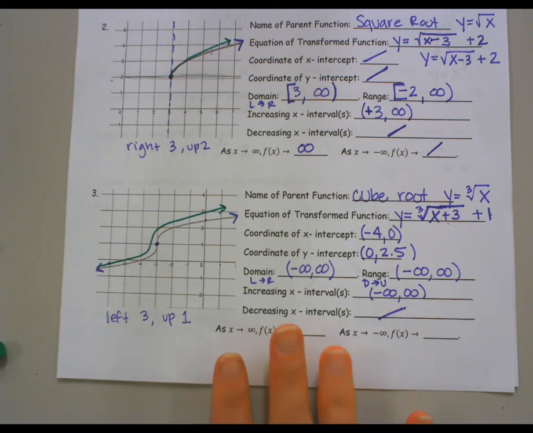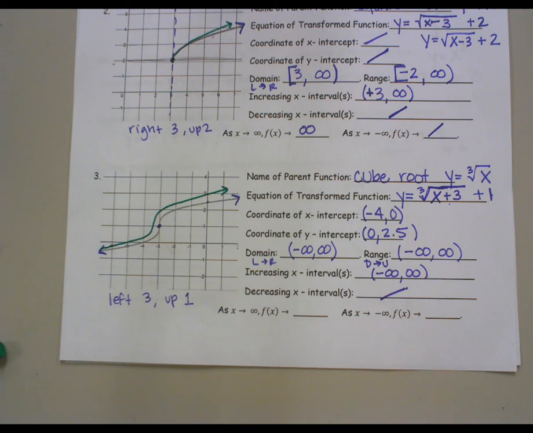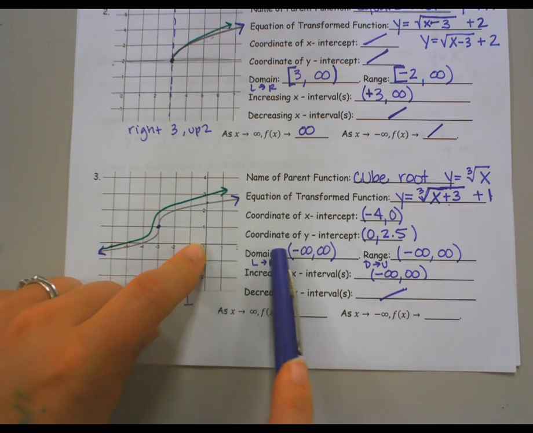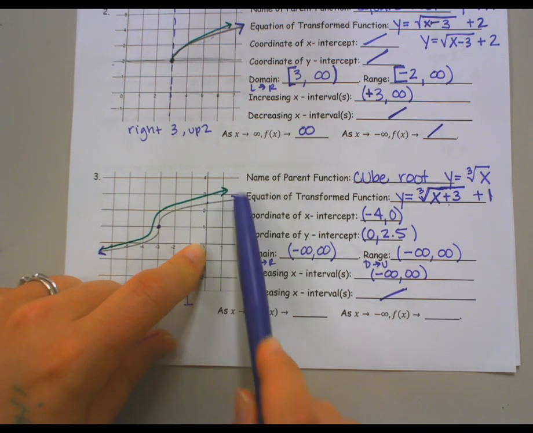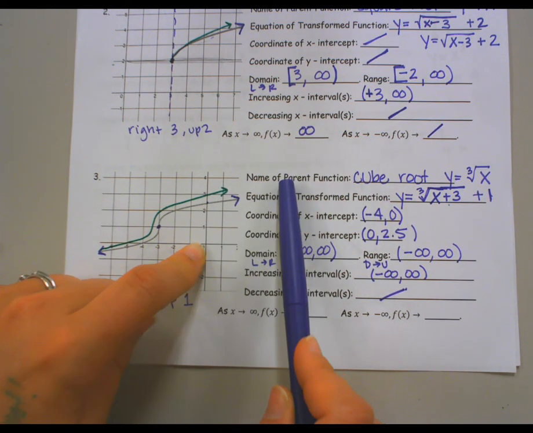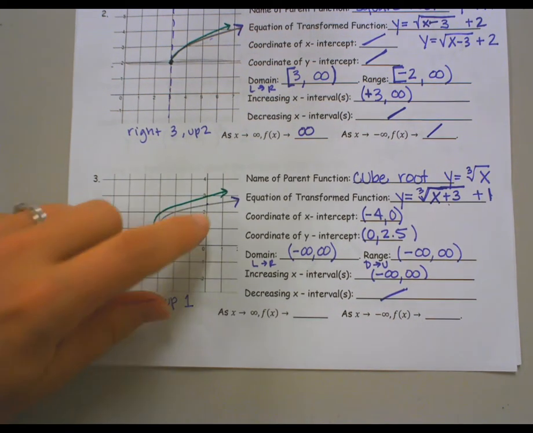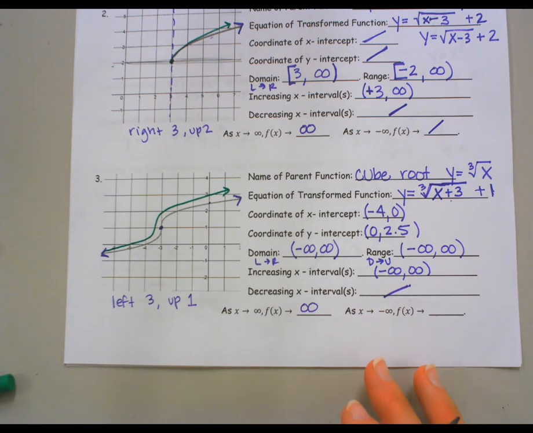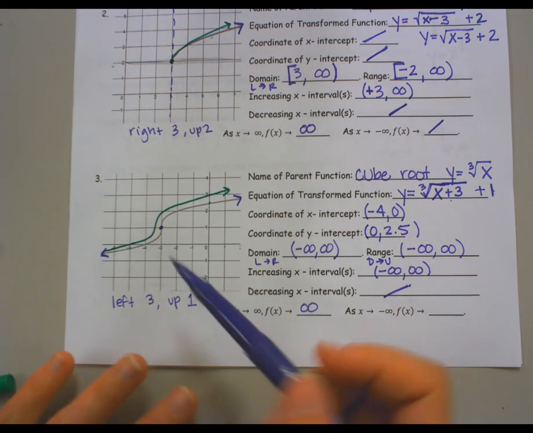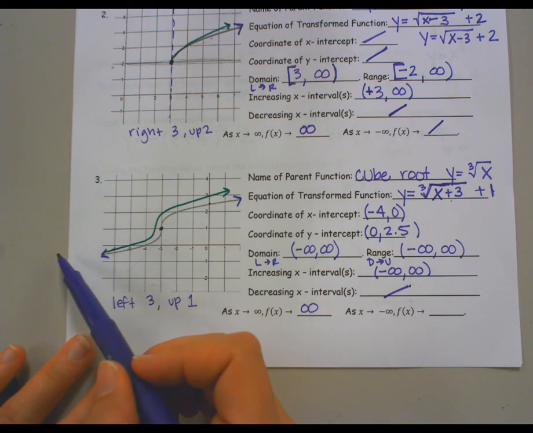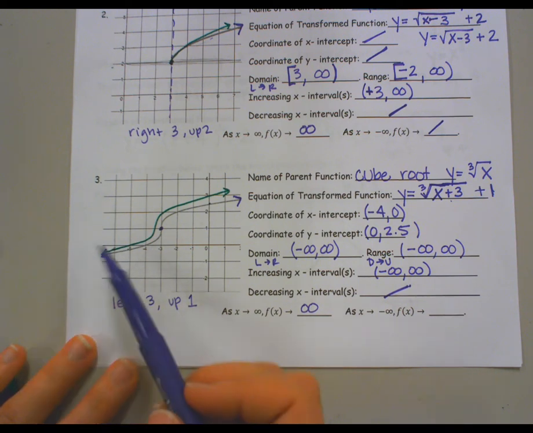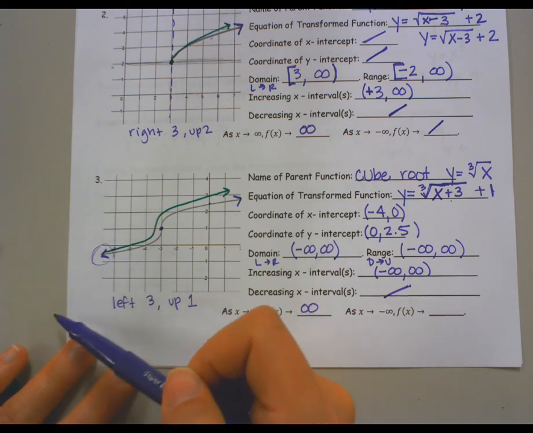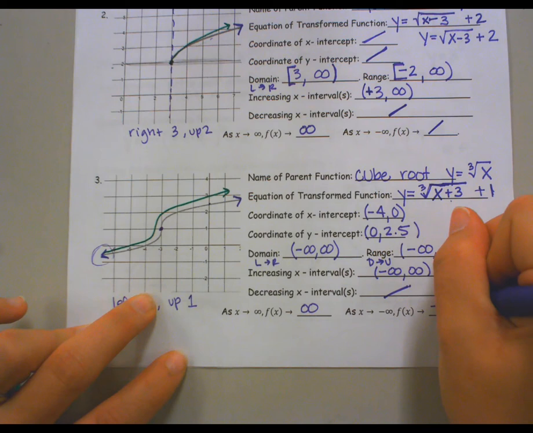Now, this last piece is my end behavior. As my x values go towards positive infinity, so as my x values get greater, as I head to the right, where is this graph going? This graph is heading up. Since it's going up forever and ever, this graph is heading towards positive infinity. These y values are going to get greater as well. Then as I go to negative infinity, as I head to the left, as my x values get more and more negative, my graph is heading down. My y values are also getting more and more negative. So this is heading towards negative infinity.